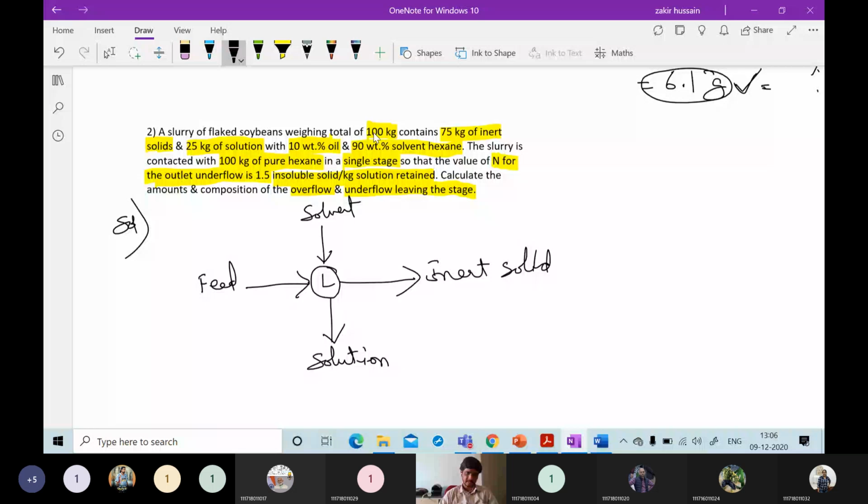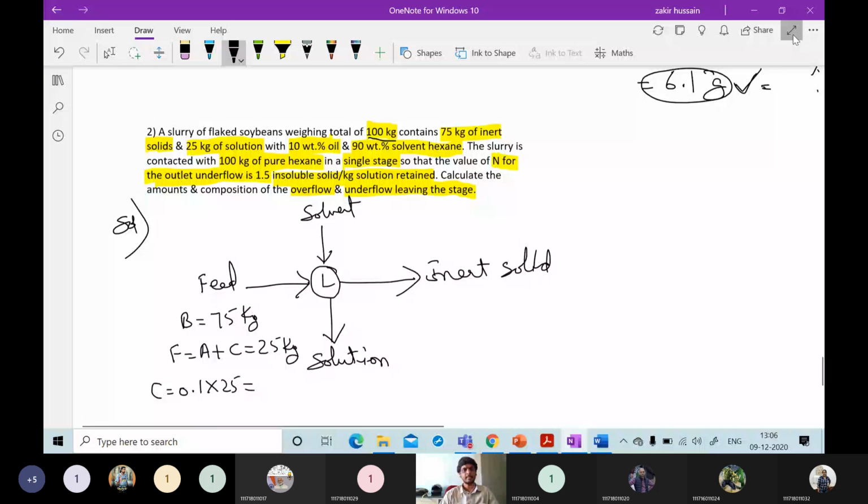And the solution, according to our notation, F is equal to A plus C, which is 25 kg. Among that, with 10 weight percentage oil. So our oil notation is C, which is the solute, 10 weight percentage of 25. And 90 weight percentage is this one, A. So 90 weight percentage is pure hexane. So 0.9 into 25. So this is the data which has been given.